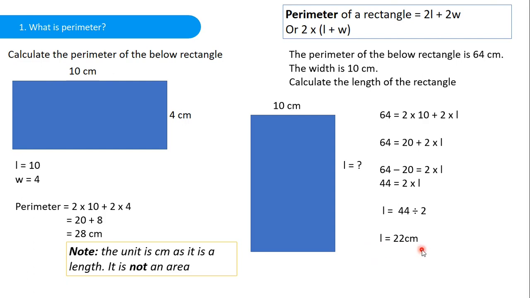I'll quickly check that that is correct. Let's use our rule here. If my length is 22 and my width is 10, 22 plus 10 is 32. 32 times 2 is 64. 64 was my perimeter.